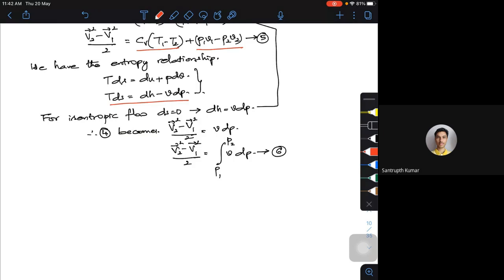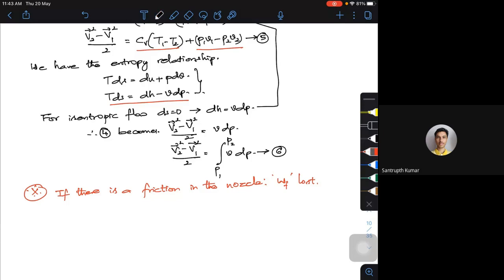If there exists a friction in the nozzle, what is it actually? There is a work loss due to friction, which will be lost. Work loss due to friction is the lost work. I'm going to lose this.